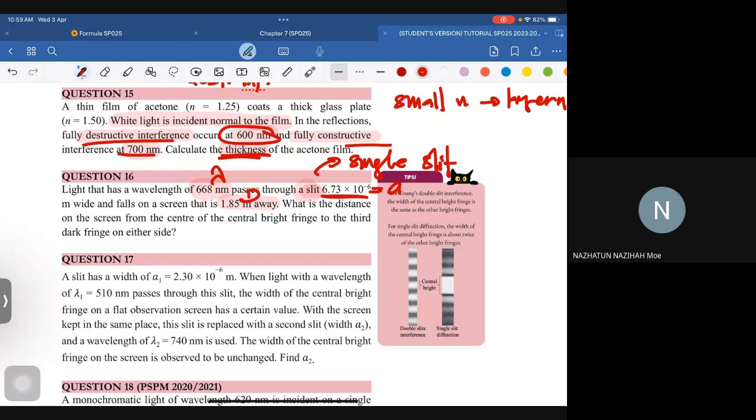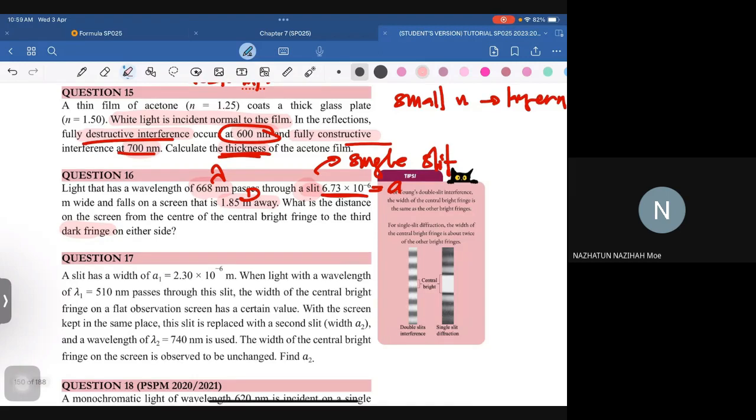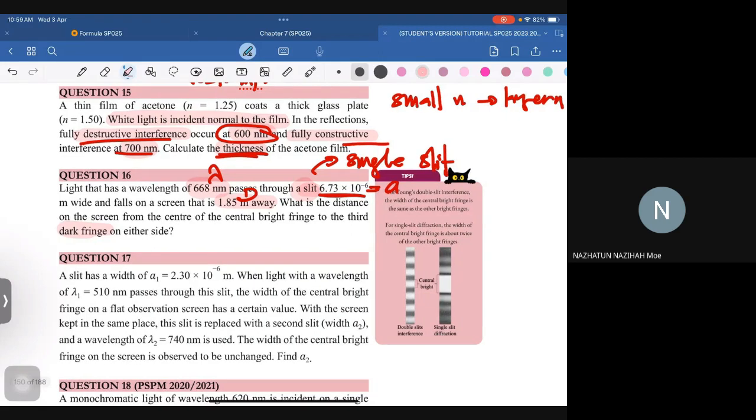Kejap ya. Kan itu D kah? Oh, betul lah. Okay, salah tengok solution. What is the distance on the screen from the center or central bright fringe to the third dark fringe? Okay, so dia minta kita cari Y. Y apa? Y third dark fringe. Third dark fringe on either side. Oh, salah satu side lah. Lepas tu dia cakap dari central bright.